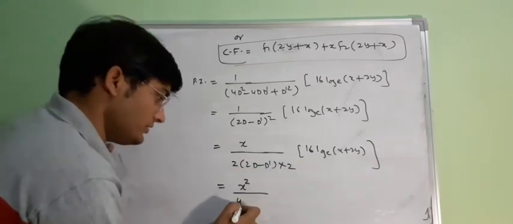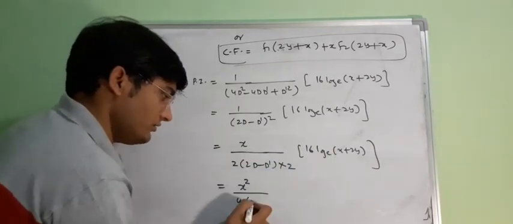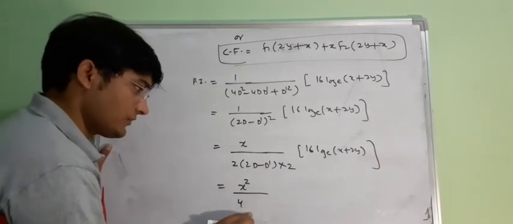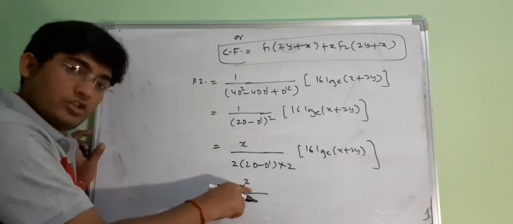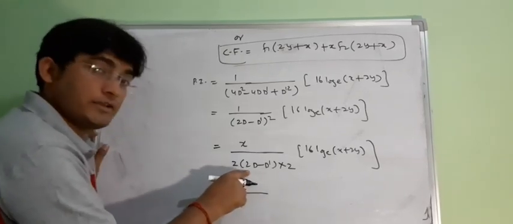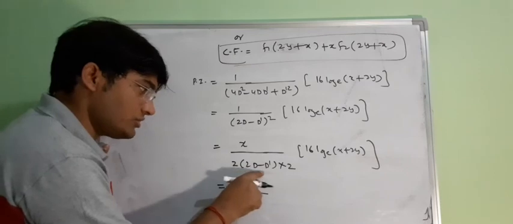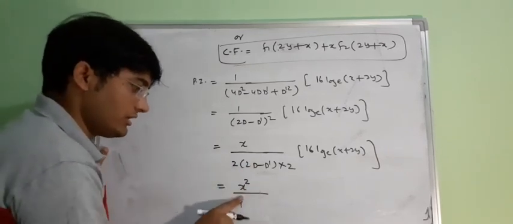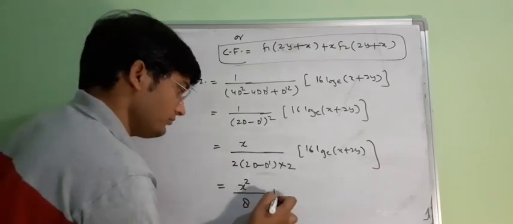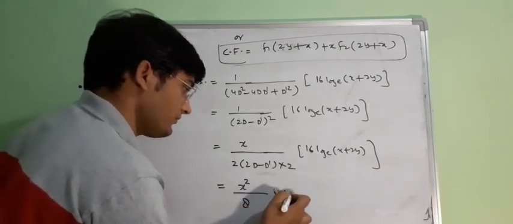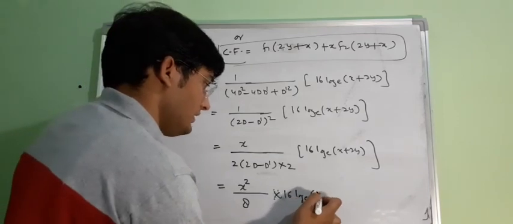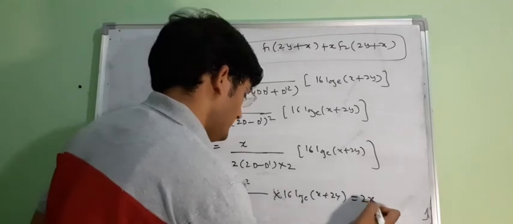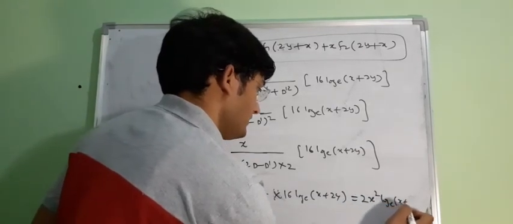Now let us replace D by 1 and D' by 2. So this was 0. So we have written x in the numerator and we will differentiate this term with respect to D. The differentiation of this term with respect to D will be 2, and hence we will get 2 into 2 into 2, that means 8, into 16 log_e(x + 2y). So our answer will be 2x² log_e(x + 2y).